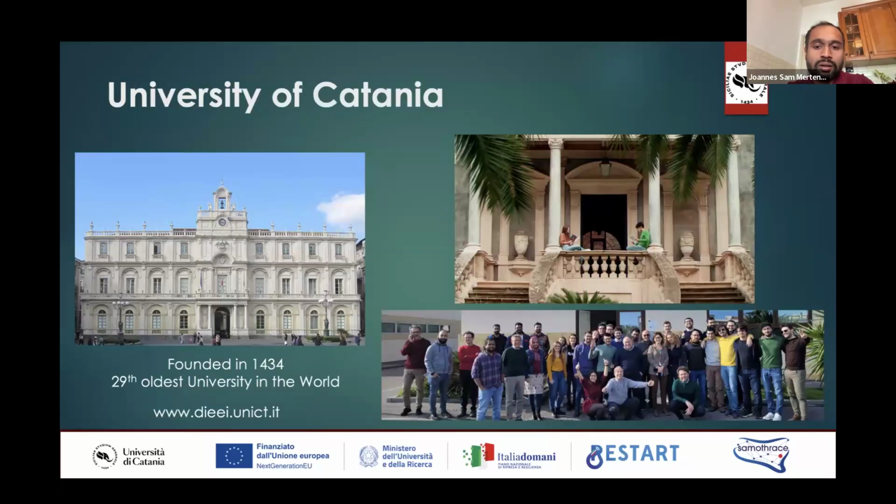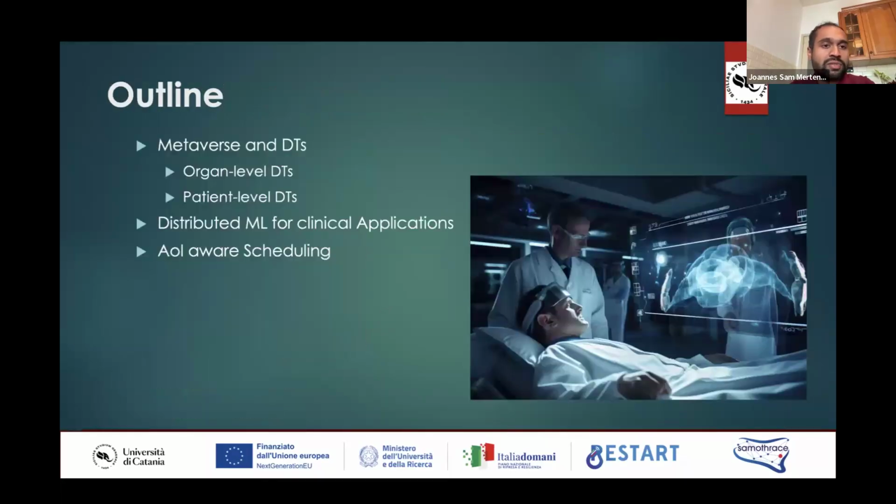So I will jump to the technical stuff. Today I will talk about the role of metaverse and digital twins in healthcare: why we go for a metaverse, what the applications are, and what we have developed so far with our PhD students and colleagues. We will go into two specific areas. One is the development of digital twins at organ level, meaning that we develop digital twins for specific organs like the heart, lungs or kidney.